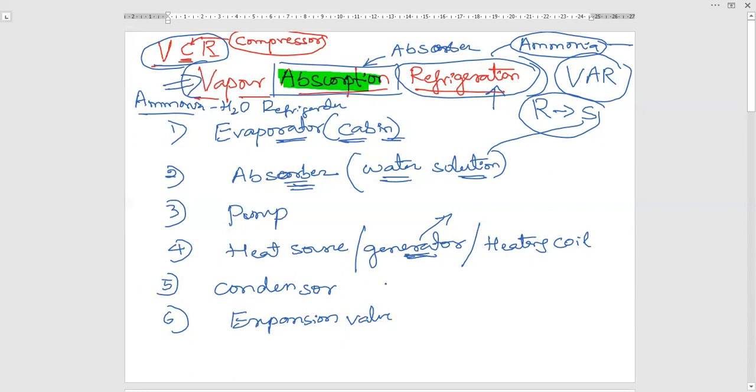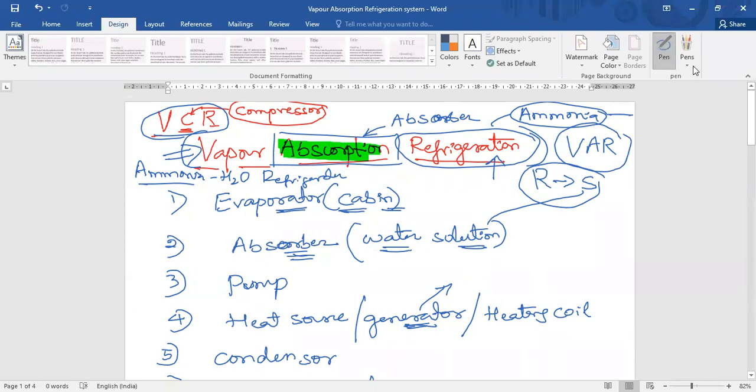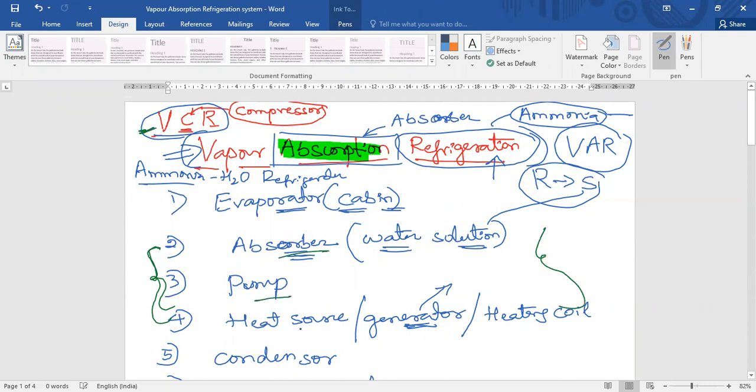Now, what is the difference between VCR and VAR? In VAR we use the absorber, pump and heat source, and in place of these three devices, VCR has a compressor. In the VCR system, there was no absorber, no pump, and no heat source, generator or heating coil. So in place of these three components, we used the compressor.